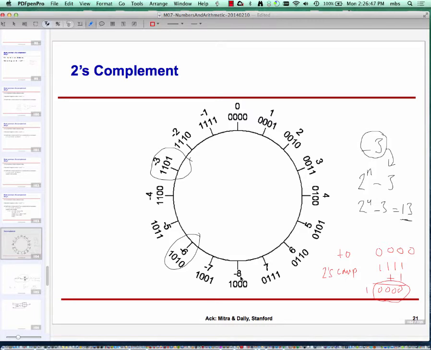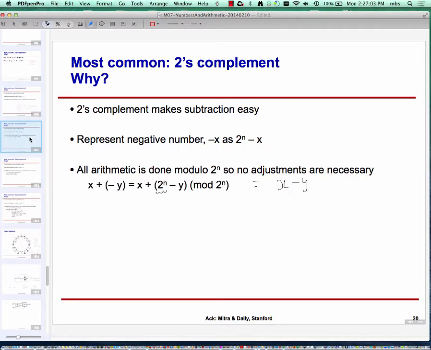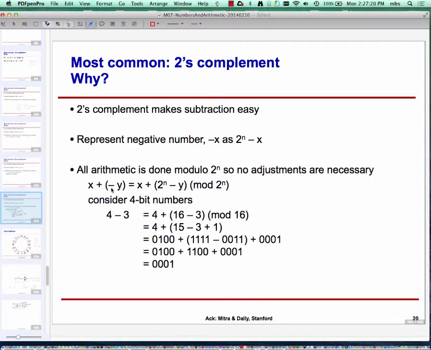And again, going back to the slide, that act of doing 1's complement and adding 1 to it is the same as saying I'm doing 2 to the power n minus x in arithmetic terms. And therefore, the act of taking x and adding a negative number to it, because of this property that minus y is 2 to the power n minus y, and my addition is modular 2 to the power n, is basically going to give me x minus y.